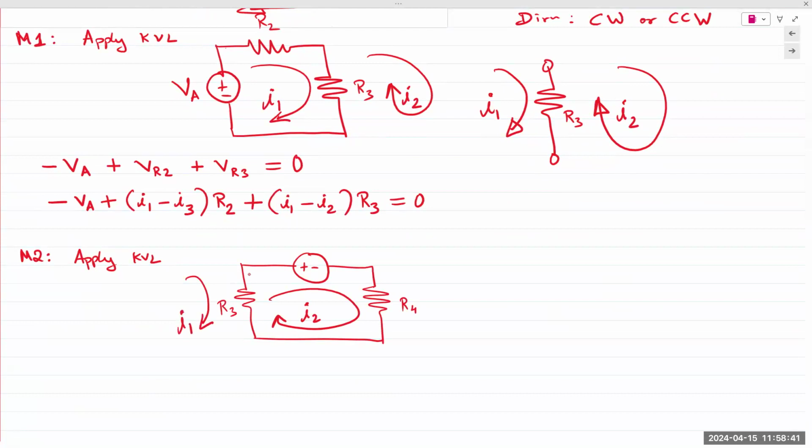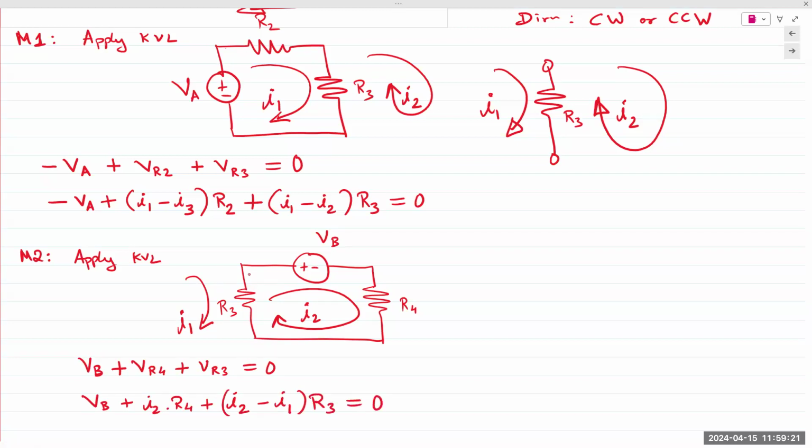So now if I apply KVL in this loop, I would have VB plus VR4 plus VR3 equals 0. And once I apply Ohm's law, I can write VR4 is I2 times R4 plus, now this time it would be I2 minus I1, times R3, equal to 0.